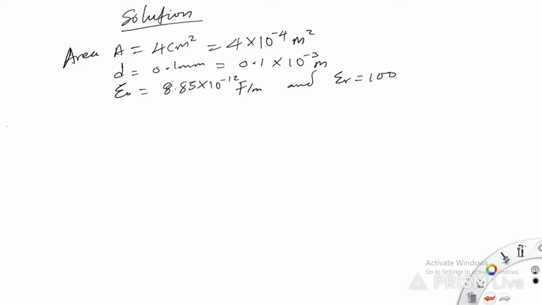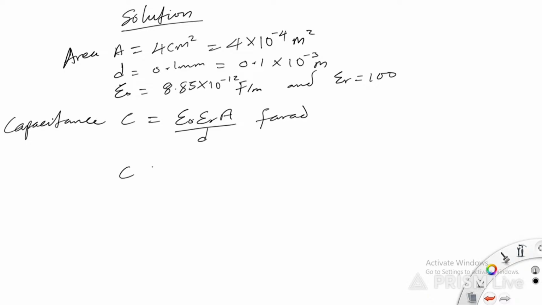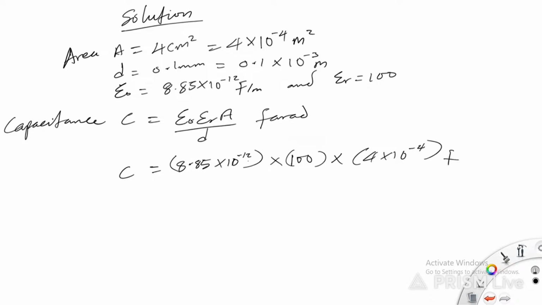So the capacitance of this capacitor will be: capacitance C is equal to E naught ER, as we've stated, A all over D, in farads. So we now say C is equal to 8.85 multiplied by 10 to the minus 12, times 100, times 4 times 10 to the minus 4, and all in farads. That's our unit. Now we have 0.1 times 10 to the minus 3.